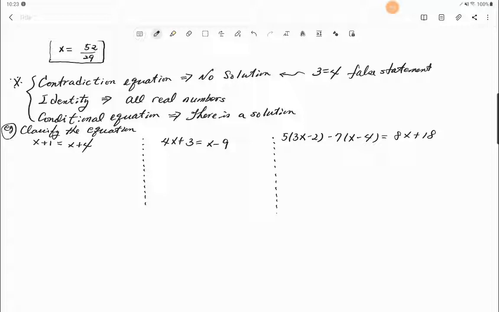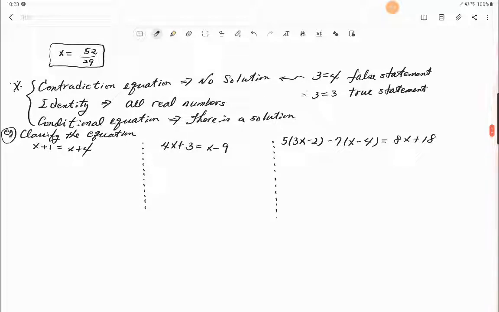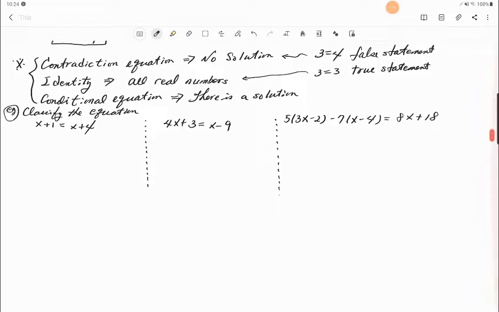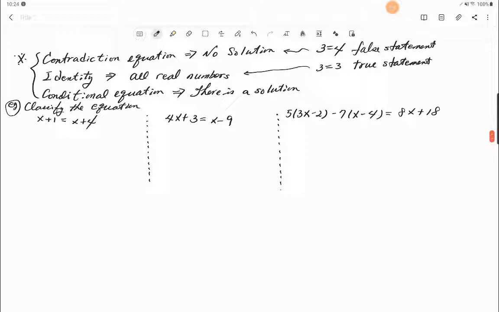And an identity equation means all real numbers: x can be any real number. For example, sometimes we have a true statement like 3 equals 3. This is a true statement. So whenever we have a true equation, we can say that any value of x will make the equation true. That's an identity. And a conditional equation is when we get some x value, x equals 2 or x equals 3. That is the exact solution.